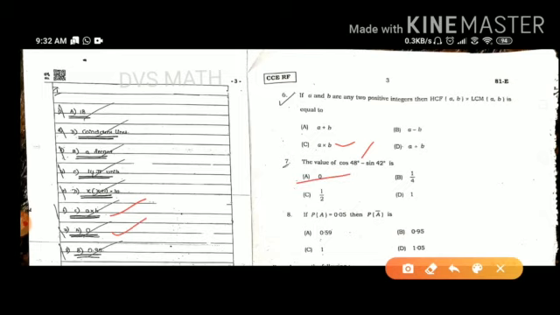Last question in MCQ, P of A equals 0.05, then P of not A is, yes, you just subtract 1 minus 0.05, we have the relation, so you will get 0.95, so option B. So please leave space for each and every question and underline your answers. And as I told you, please maintain it as neat as possible.